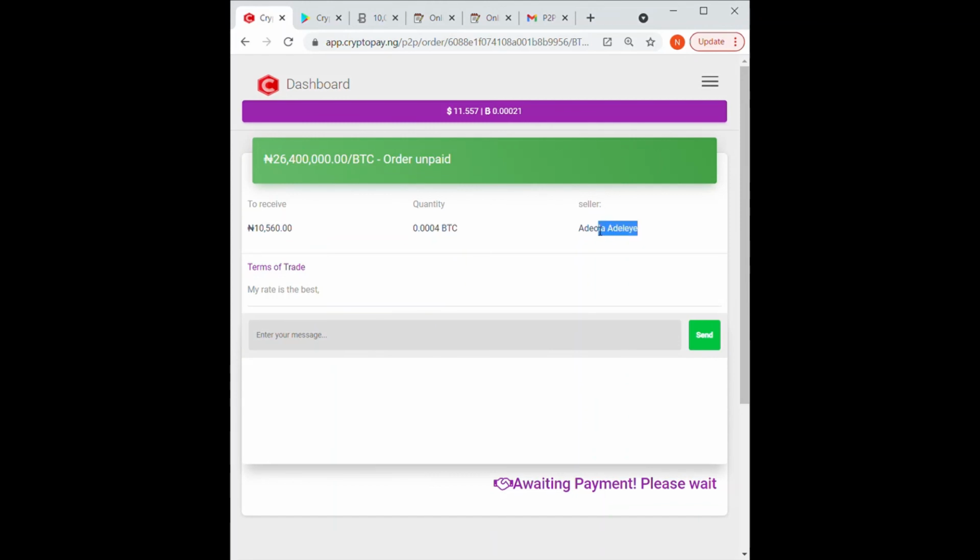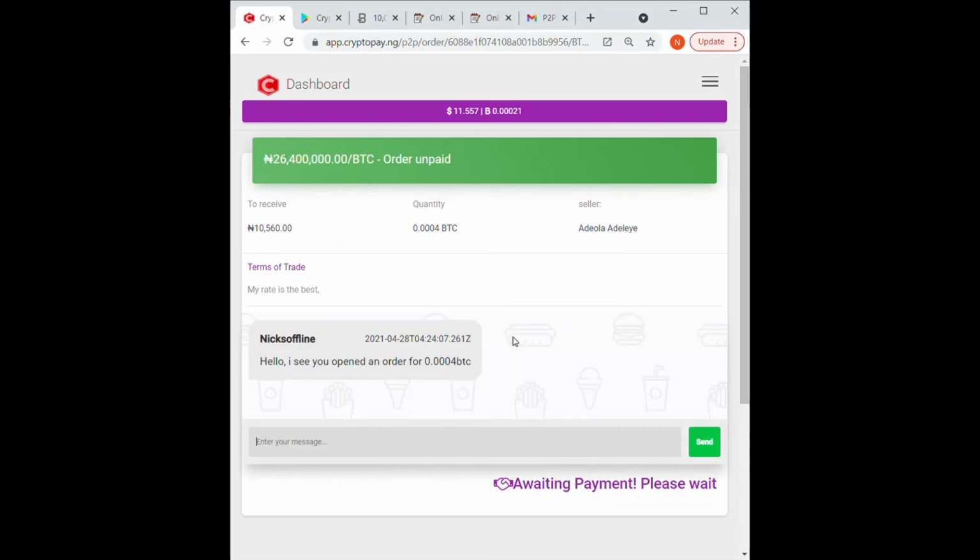So this is the user who is placing the order. Please keep in mind, you're expecting this amount from this name, so you should always make sure that the name tallies with the name on the transfer. So you can say hello, I see you opened an order for 0.4 BTC. So it's just simple. It's a chat system where everyone can chat.